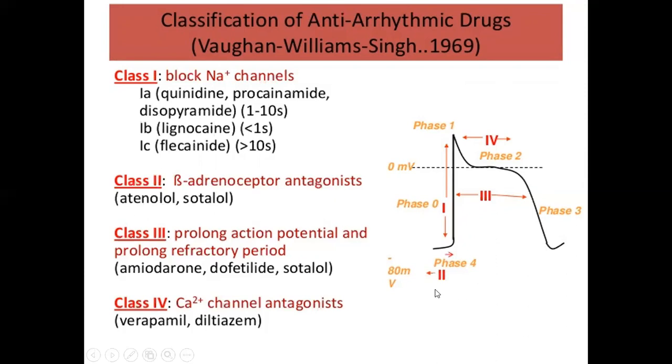So these are the drugs used at which phases of the action potential: class 2 is used in phase 4, class 1 in phase 0, class 3 acts on phase 3, and class 4, the calcium channel blockers, act on phase 2.